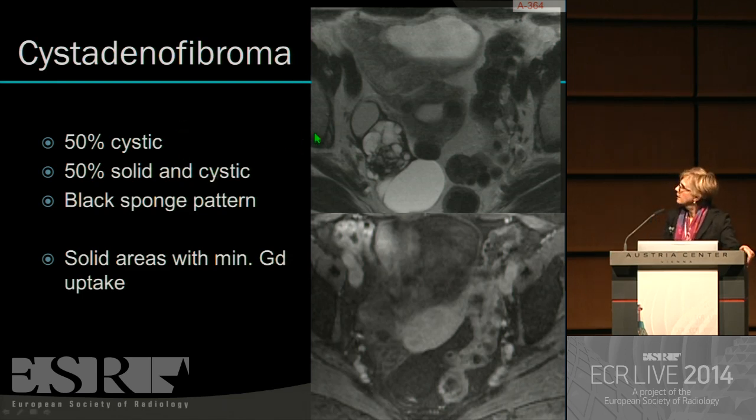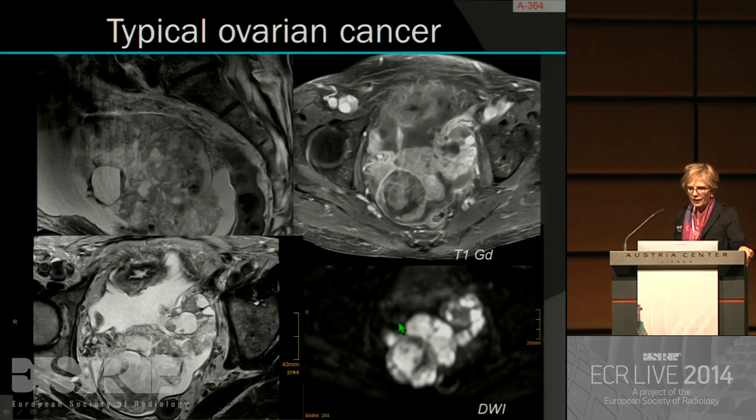And what's quite typical is the so-called black sponge pattern, which is seen in this case, where we see a complex mass with cystic aspects, but also very thick septations and probably some vegetations. But look here at the contrast enhancement that is really very minimal. This is very different to the contrast enhancement we would expect in a cancer.